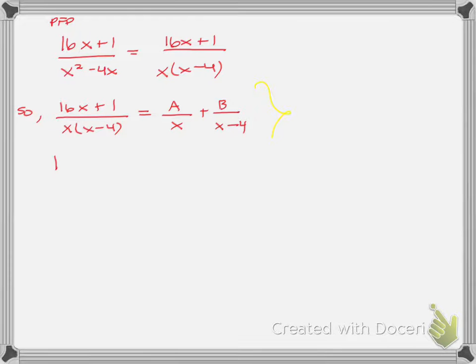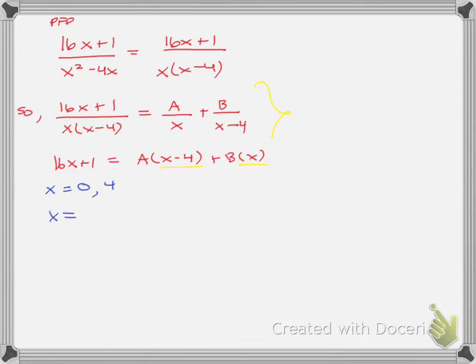Well, now we can clear fractions. So 16x plus 1 equals a times x minus 4 plus b times x. Whenever you have the case with just distinct linear factors, so not the repeated case, you have the exact number of zeros or solutions as constants. So the first method just makes sense. Of course, you can always do the second method too, but it just makes sense in terms of efficiency to use this first method because we're going to just right away solve for our constants.